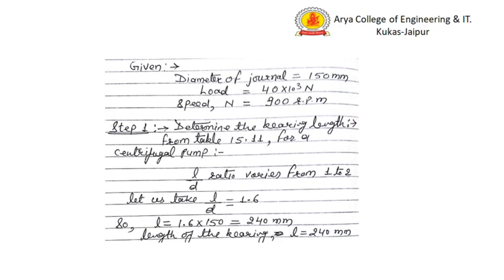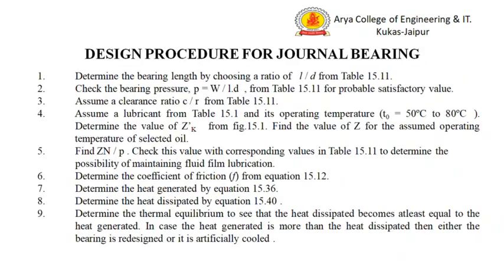So what are the given parameters? The diameter of the journal is 0.15 meter, which is 150 mm. Load is 40 kilonewton, so 40,000 newton. Speed is 900 rpm. We will solve this problem with the help of this design procedure, step by step.